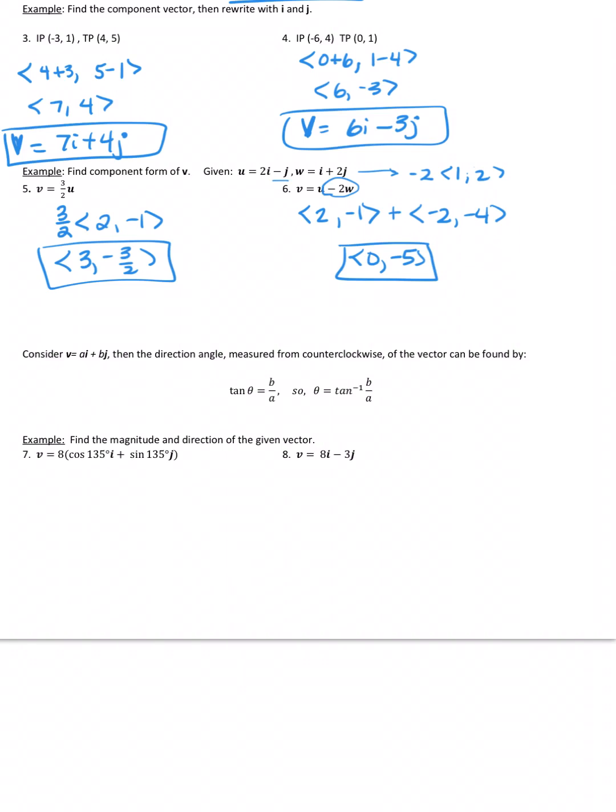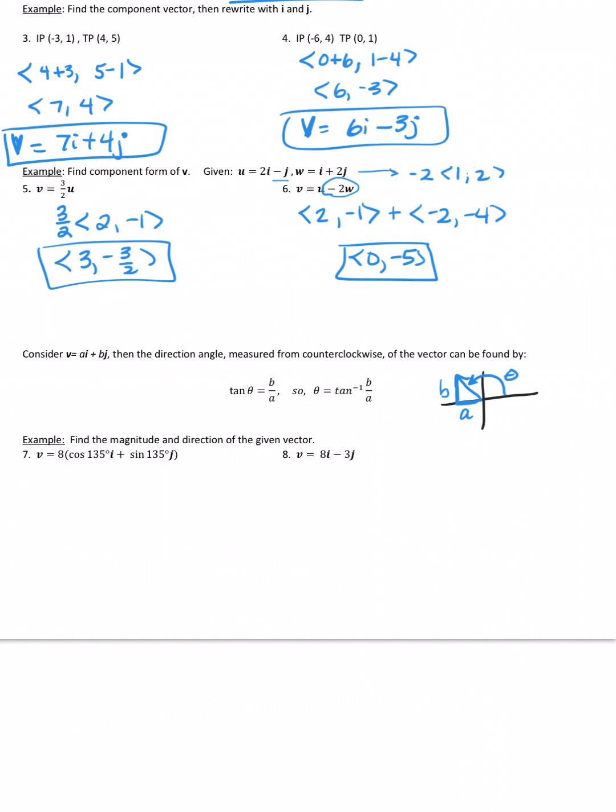Consider the vector ai plus bj. Then the direction angle of the vector, measured counterclockwise, can be found by this: tangent of theta is b over a. So what is this saying? If we have our graph and a vector over here, we go counterclockwise and we want to find this angle. Just like we did with the unit circle and basic trig functions, if we drew a right triangle in here, wouldn't this length right here be the horizontal component? So this would be a and this would be b, right?